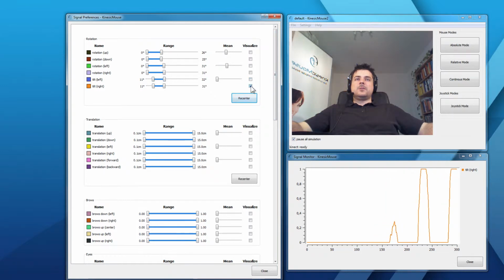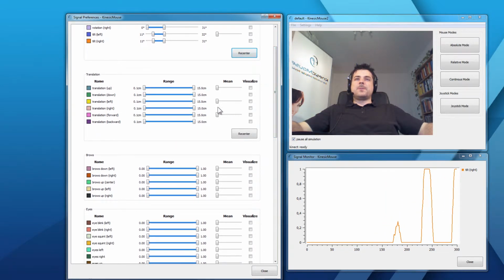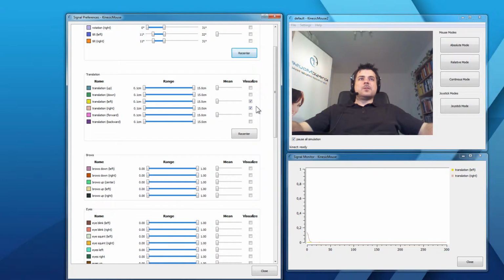The next category we have to look at are the translations. The translations are different from the rotations in that you have to actually move your head and not rotate it. I will show it for the sideways translation, so translation left and right. If I move my head in this plane, this will affect the translation. Note that I'm not rotating, I'm translating. And of course, here we can also adjust the upper bound to about 4 centimeters, and now I'm able to reach the top with the signal.